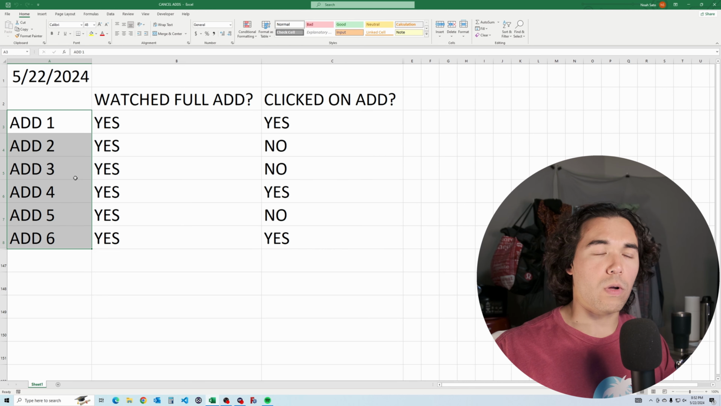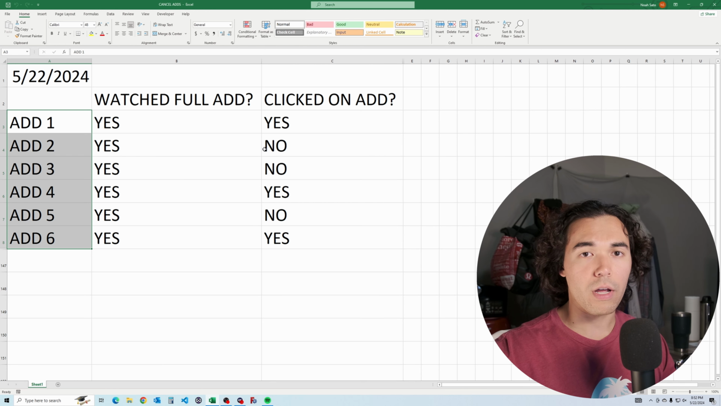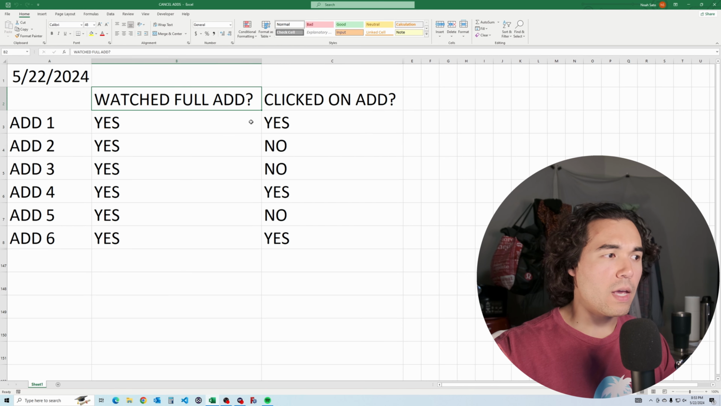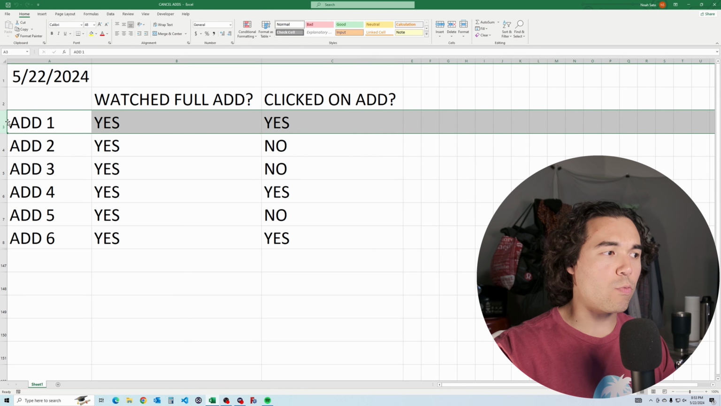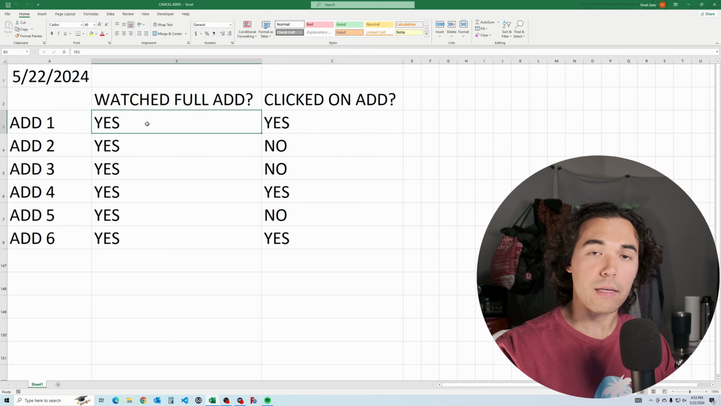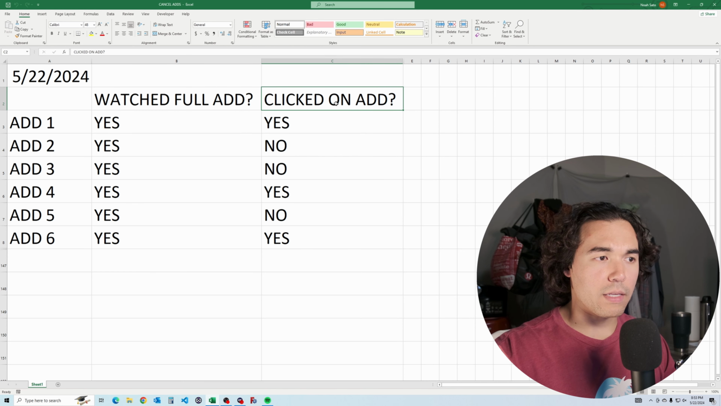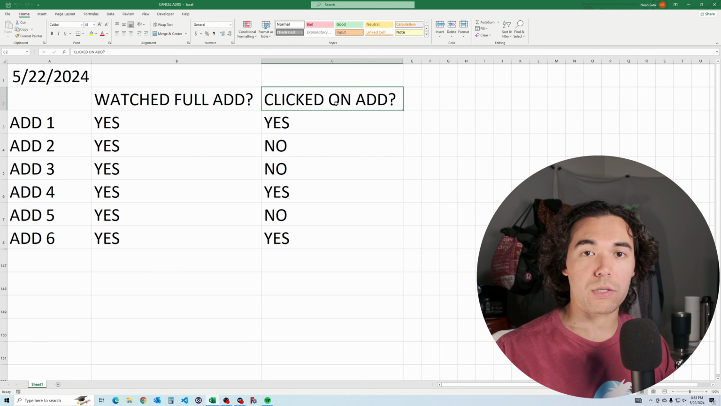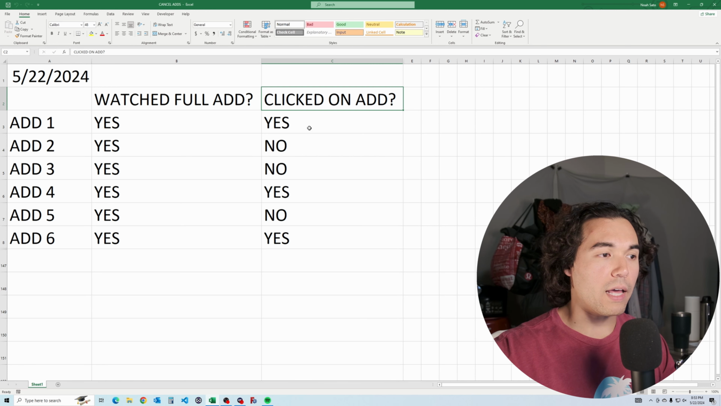Generally speaking, the reason that we have ads so influxed in the form that we see right now is that these next columns tend to be true. The first column is watched the full ad. So for the first ad right here, did we watch the entire ad? Yes, right? The next column is clicked on the ad. So we interacted with the ad. We were watching it, and then at some point we clicked on it, which usually takes us to a link, to their website, whatever it is, to purchase the product. And this is yes as well.